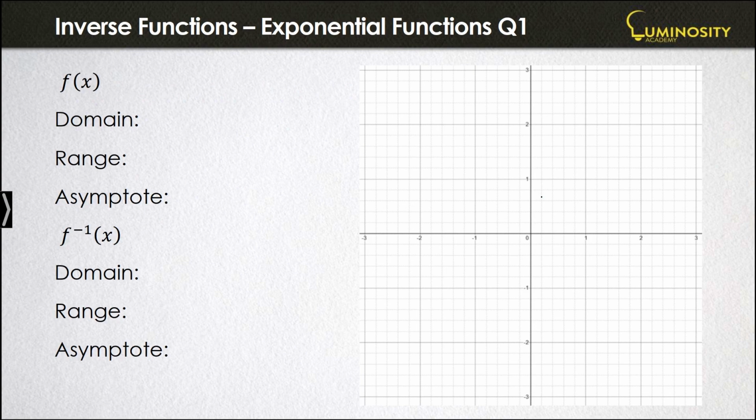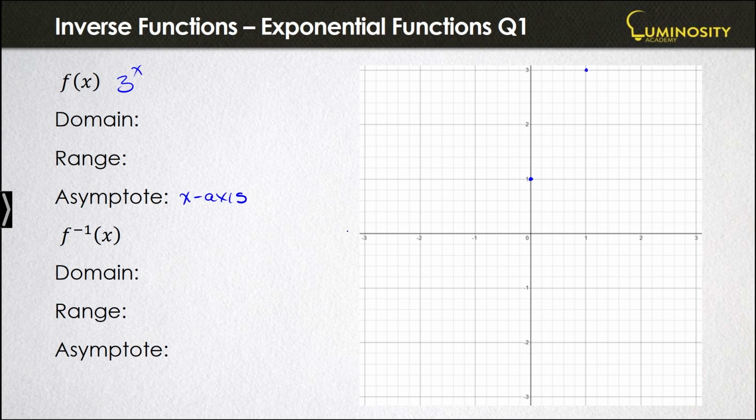So for f of x, we had 3 to the x. And well, first let's graph this and see what this looks like. So for 3 to the x, we know that when it's 0, we got 1. And at 1, we're going to have 3. And we know that since this is an exponential function, it's going to be hyperbolic. And for this, we know that we're going to have an asymptote along the x-axis.